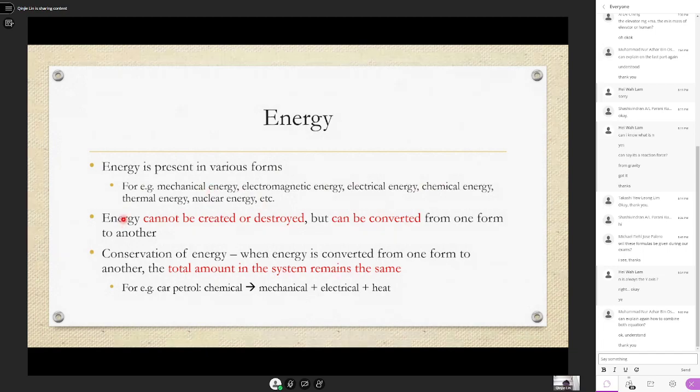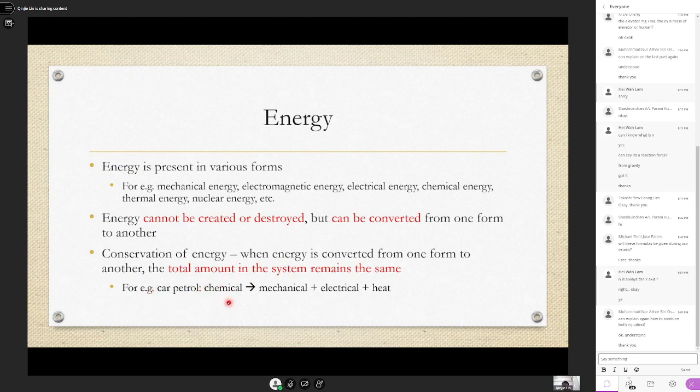The second point, energy cannot be created or destroyed, but can be converted from one form to another. This is a very important concept because this gives rise to the conservation of energy. When energy is converted from one form to another, the total amount in the system remains the same. So the total energy that a system has must stay at that value. It cannot be created out of nowhere. And if energy is lost, it must go somewhere else also. This is the conservation of energy.